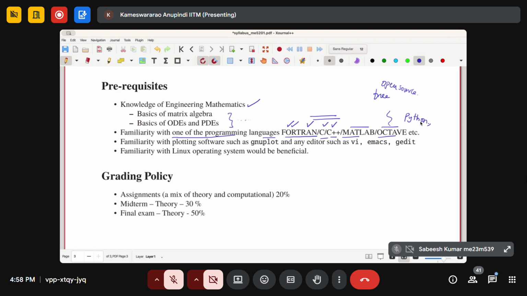I will leave it open for you to use whatever you know to solve assignment problems. But please mention the programming language you have used and how to compile them when you submit your assignment, so that in case we want to compile them, we would know.